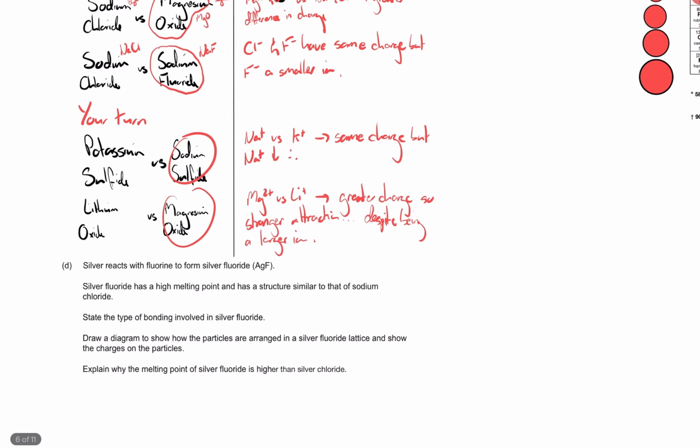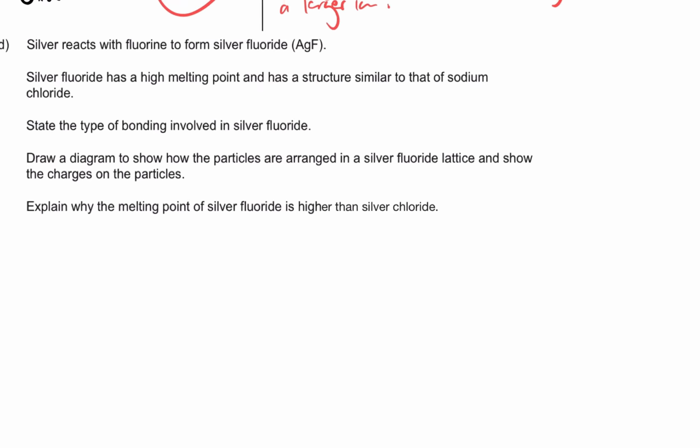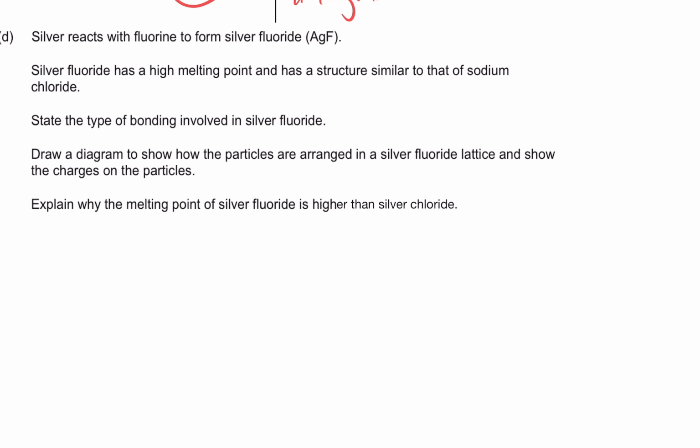Perfect. Next, silver reacts with fluorine to form silver fluoride. Silver fluoride, high melting point, similar structure to that of sodium chloride. State the type of bonding involved in silver fluoride. So we know we've got ionic. Draw a diagram, show how the particles are arranged in a silver fluoride lattice. Show the charges on the particles. So, AgF, we're given the formula. We know F is going to be 1 minus, so Ag must be 1 plus.